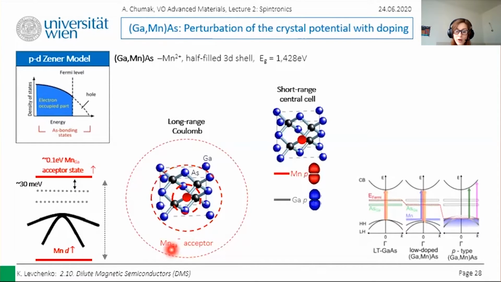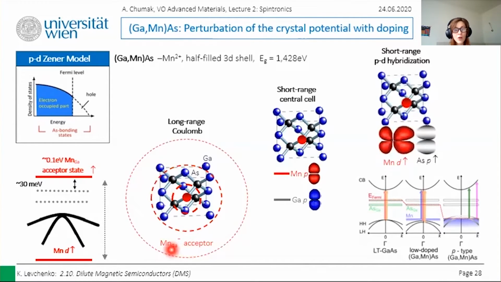And the remaining component is the binding energy due to the spin-dependent hybridization of the manganese D states with neighboring arsenide P states.